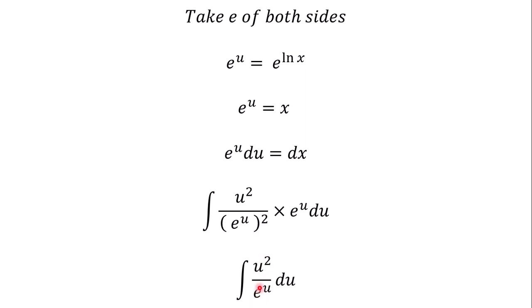Here we are going to rewrite this using the negative index law of indices. That is, 1 over a can be written as a raised to the power minus 1. So here, this e to the power u is going to be written as e to the power minus u. Okay, and that is going to give us integral u squared multiplied by e to the power minus u. Here we are going to use the DI method.